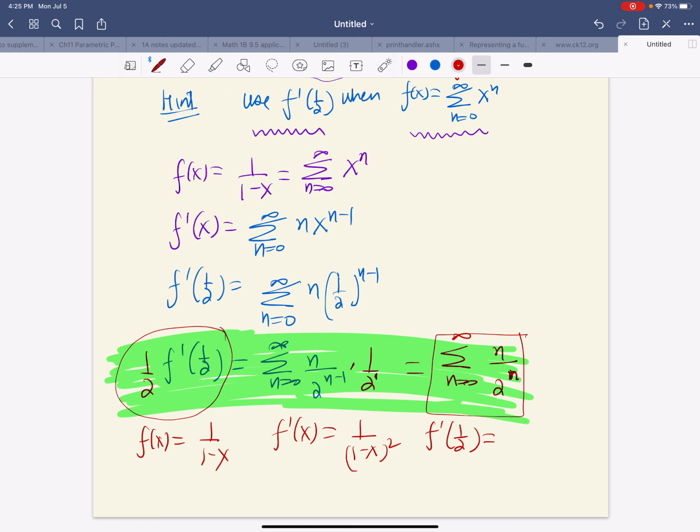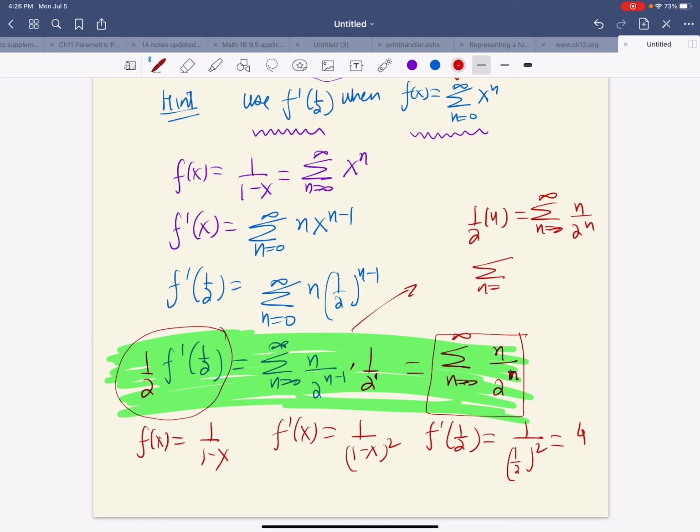F prime of 1/2 would be 1 over (1 minus 1/2) squared, which is 1 over (1/2) squared, which is going to be 4. It's a complex fraction, so it's going to equal 4. So now I'm going to plug it in here: 1/2 times 4 equals the summation from n equals 0 to infinity of n over 2 to the power n.